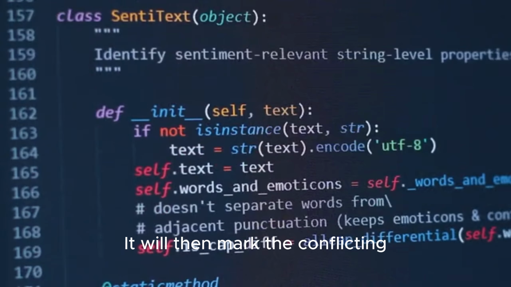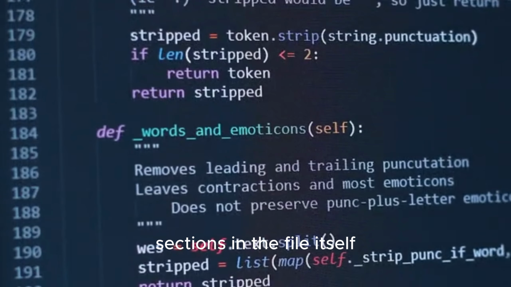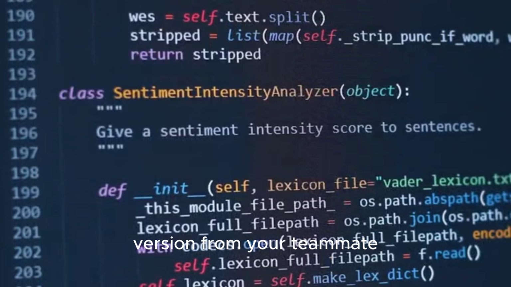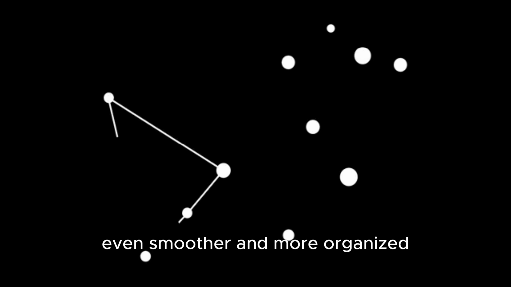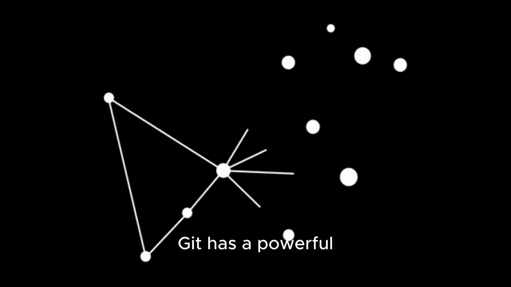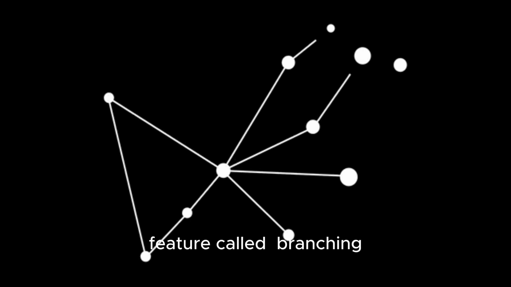It will then mark the conflicting sections in the file itself, showing you your version and the version from your teammate. Your job is to manually edit the file to resolve the conflict, choosing which version to keep or combining them. Once you've fixed it, you add the resolved file to the staging area and commit the merge, and you're back on track. To make collaboration even smoother and more organized, Git has a powerful feature called branching.